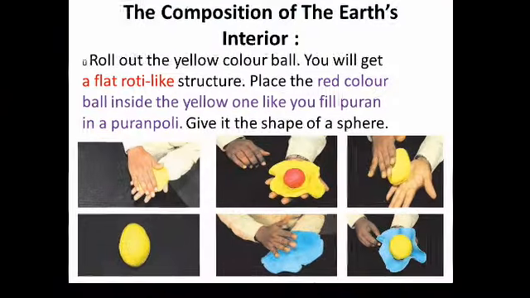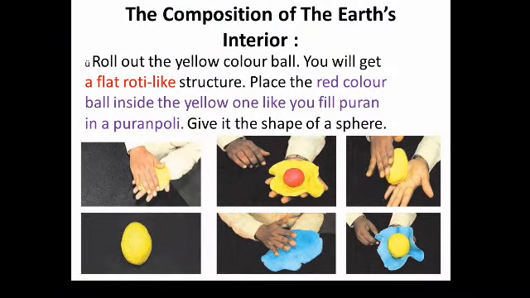Second, roll out the yellow ball. You will get a flat roti-like structure, as shown in figure number 2. Place the red ball inside the yellow one, like you fill puran in a puran poli, and give it the shape of a sphere, as shown in figure number 4.